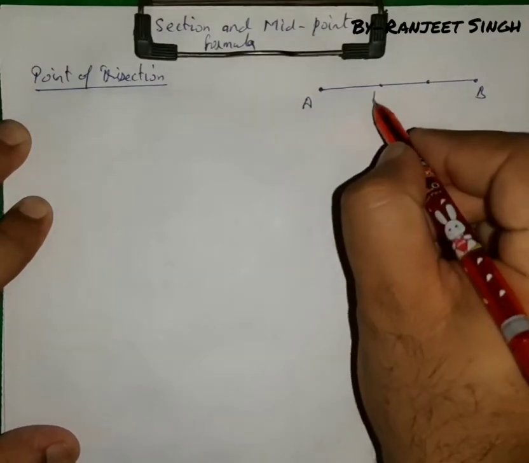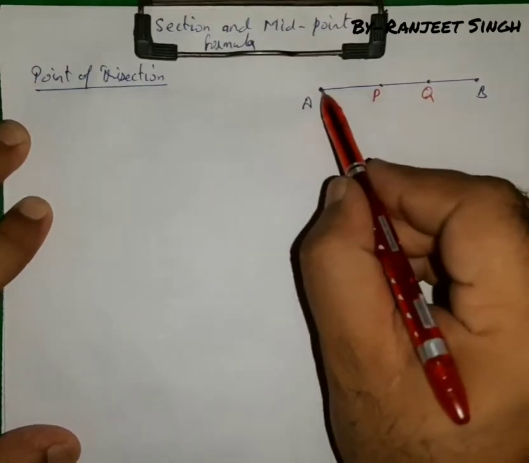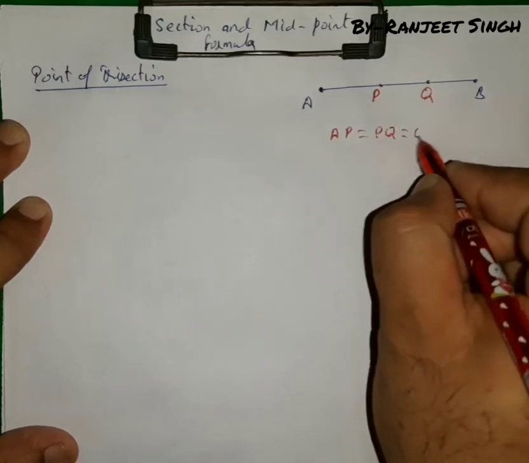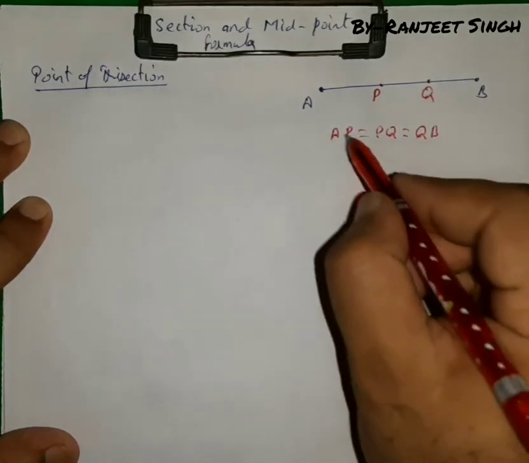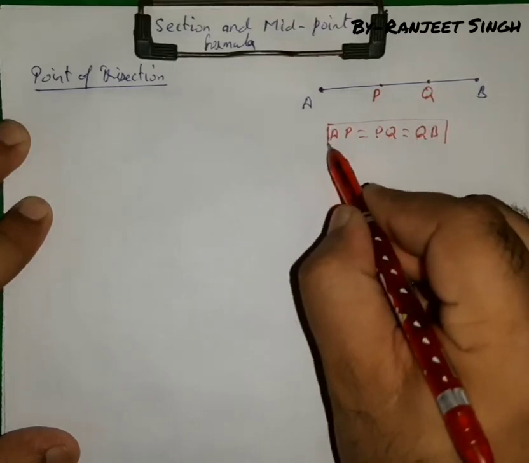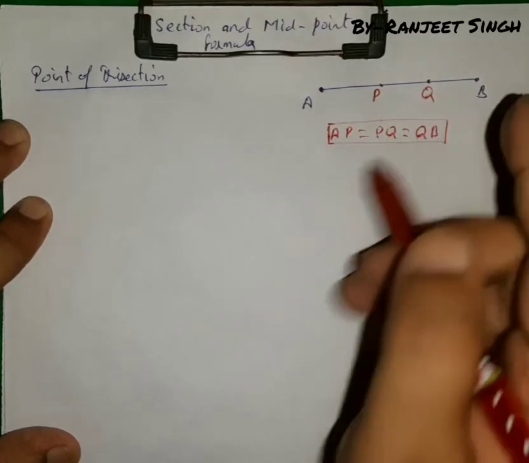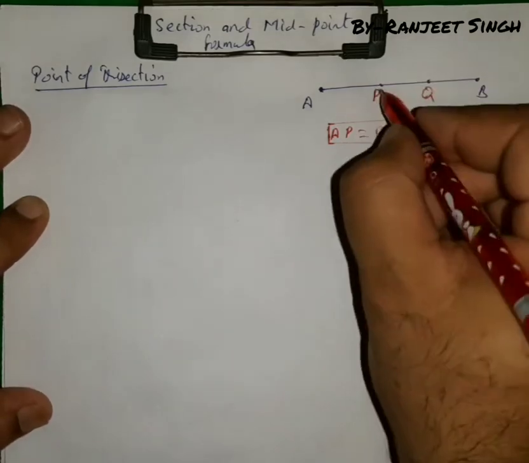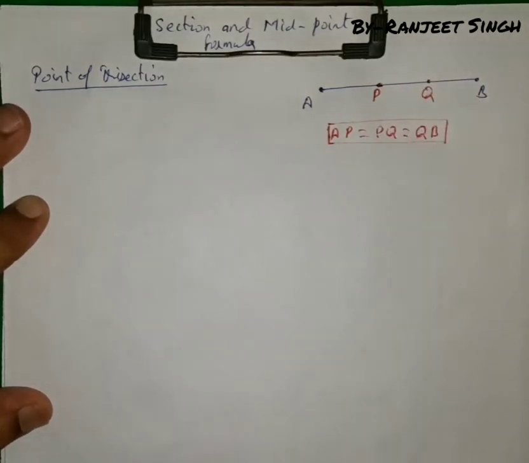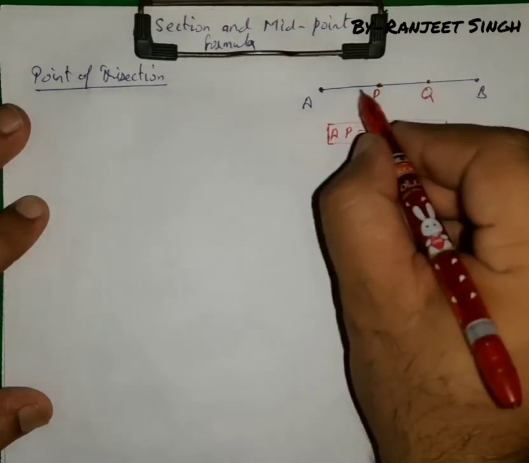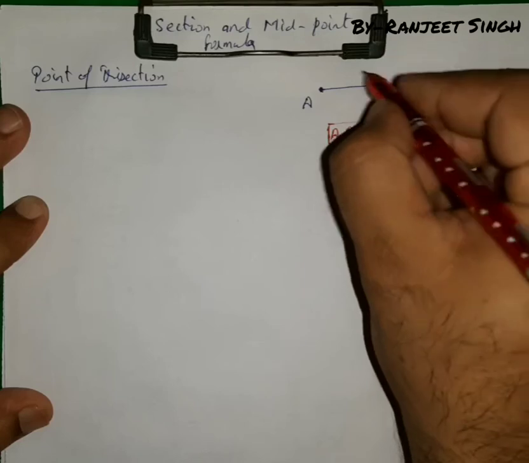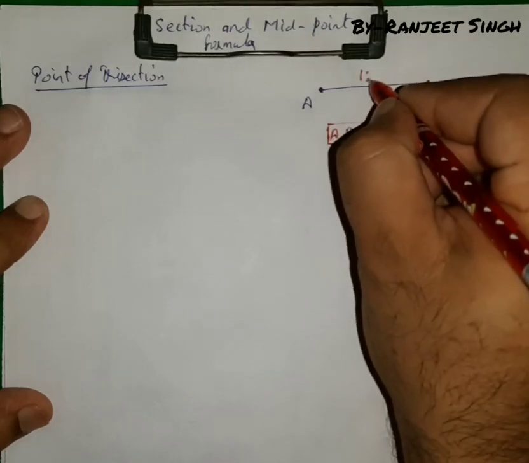So let us say that the points are P and Q, such that AP will be equal to PQ and it will be equal to QB. This is what we have to remember. Therefore on any given line AB, there are 2 points of trisection. Now when I am talking about point P, on one side it is 1 part and on the other side it is 2 parts. So for this point P, the ratio is 1:2.